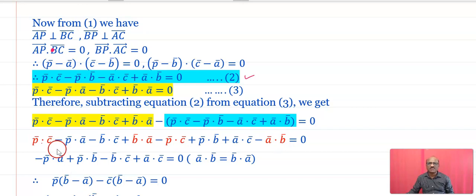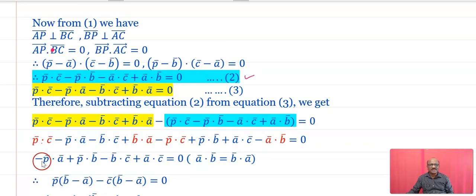What are the remaining terms? The remaining terms are minus P bar dot A bar. Okay. Next is P bar dot B bar. This is the second one. And the third one is minus B bar dot C bar. And the last is A bar dot C bar. Rearrangement of the terms.